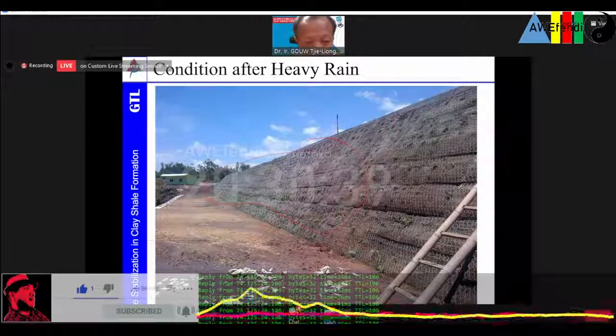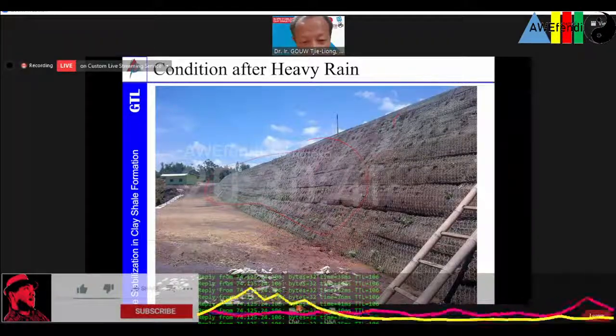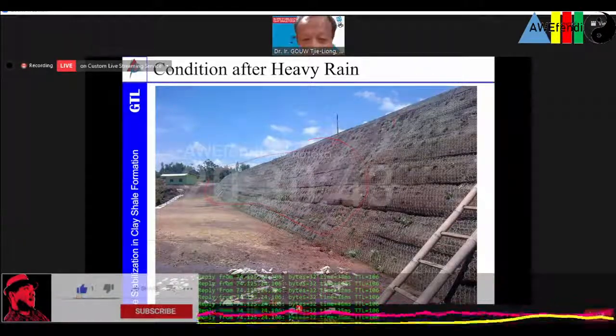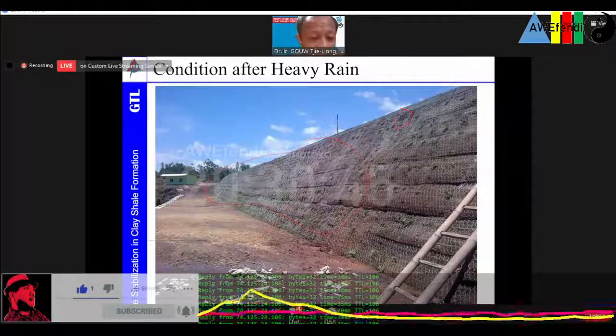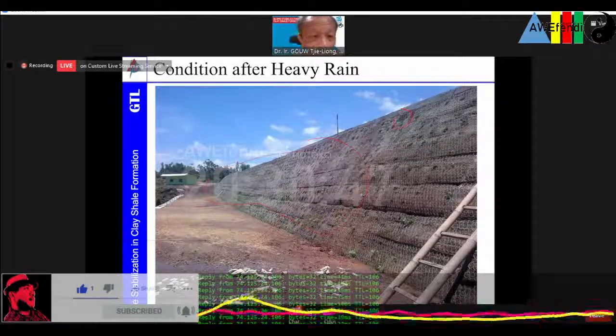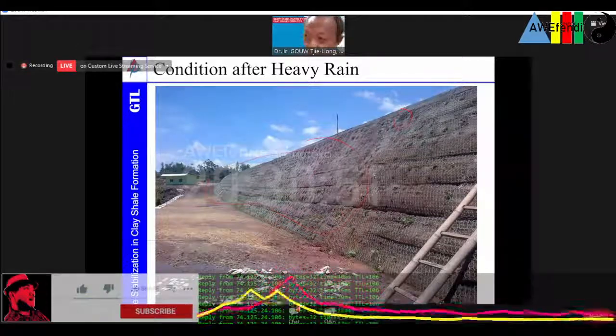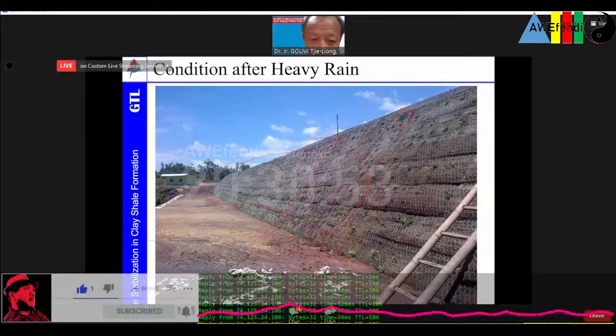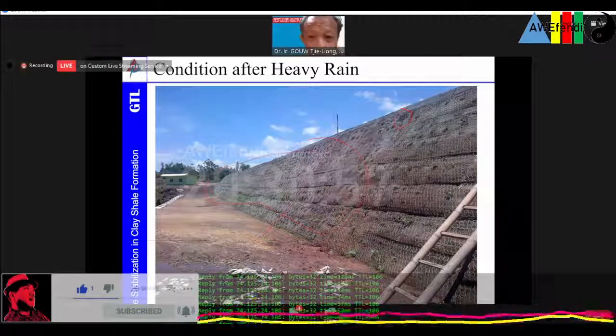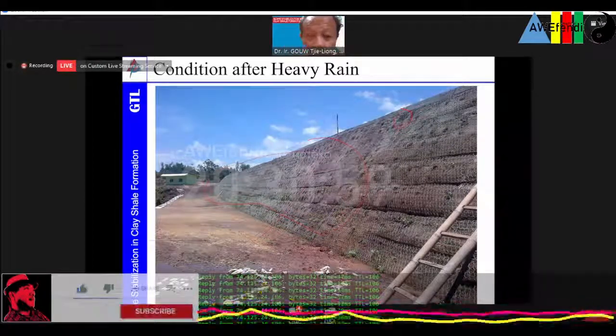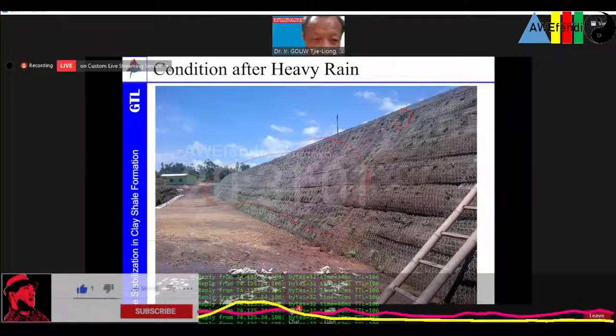It's as a result of good compaction, I believe, because the contractor did the job very seriously. They did the testing and the compaction in a very good manner, so the project can go on. Then we do some minor repair.